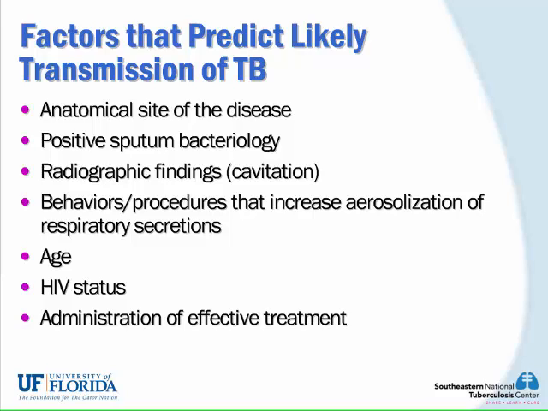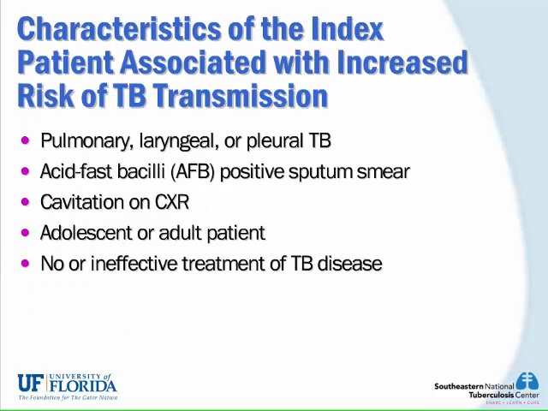The factors are the anatomical site of the disease, the positivity of the sputum, radiographic findings such as cavitation, behaviors or procedures that increase aerosolization of respiratory secretions, age, HIV status, and administration of effective treatment. So the characteristics of the index case that are associated with an increased risk of transmission include pulmonary, laryngeal, or pleural TB.